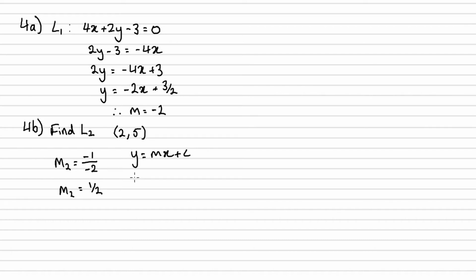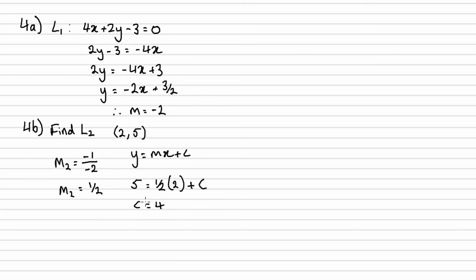Okay, so I'm simply going to substitute our y coordinate, which is 5, equals m, which we know now is a half, multiplied by our x coordinate, which is 2, plus c. Okay, so I know that a half multiplied by 2 is 1. And if I minus 1 from both sides of this equation, I can obtain the value of c, which you should find to be 4.